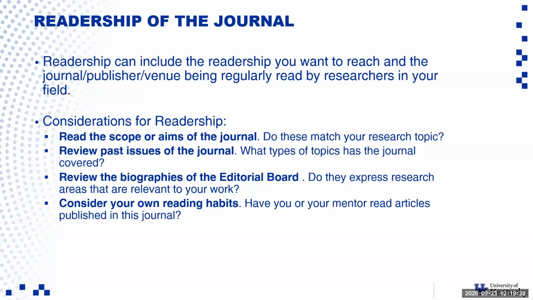So one of the first steps is to determine the readership of the journal. This can be difficult to assess if you're new to a field. Some considerations that might help you determine the readership are to read the scope and the aim of the journal. Does this match your research topic? Review the past issues of the journal. What types of topics has the journal covered before? Review the biographies of the editorial board. Do they express research areas that are relevant to your work?